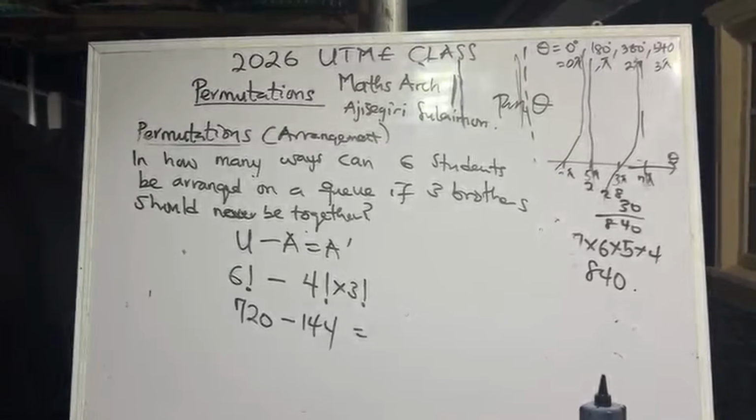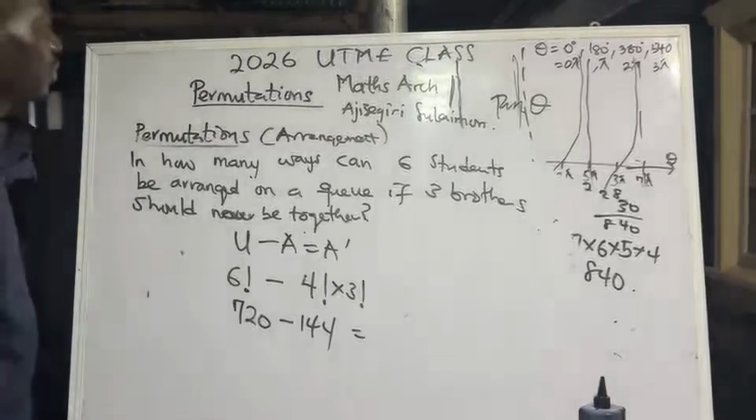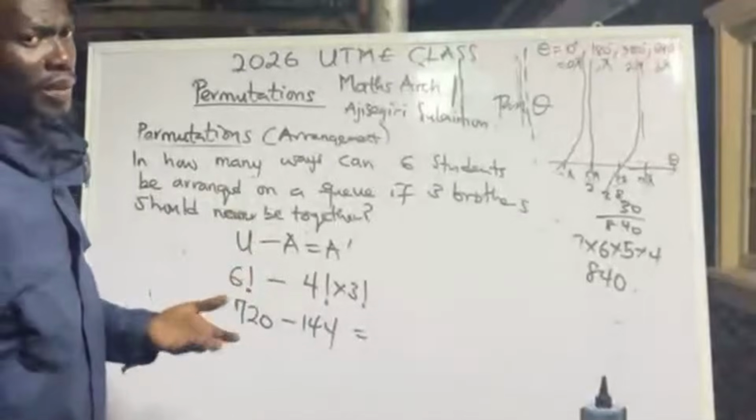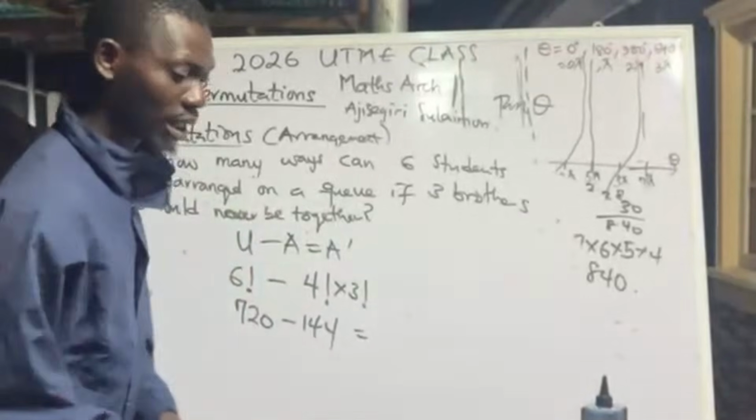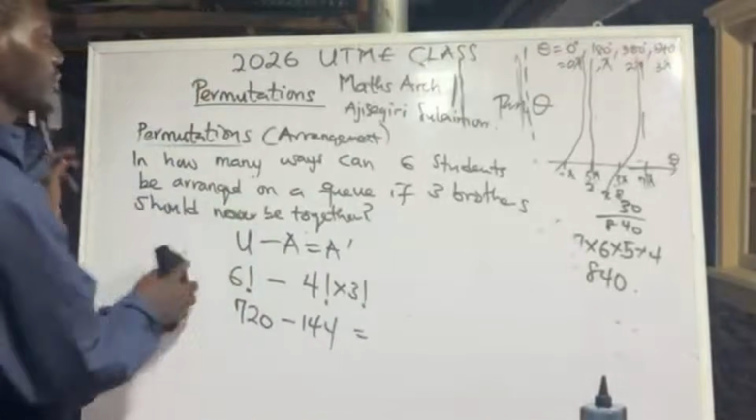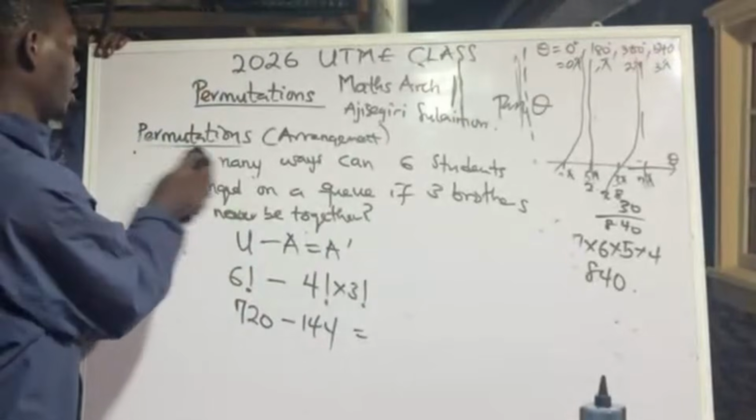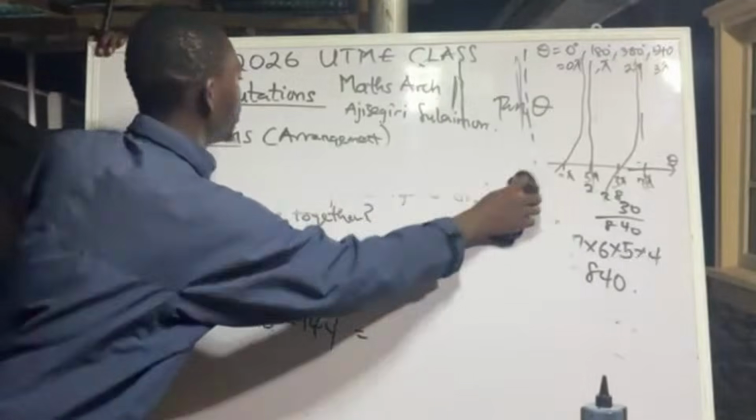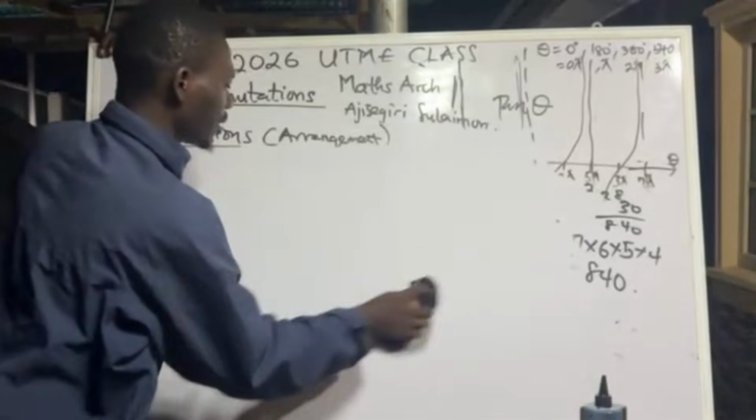Okay, so that is that regarding that. Now, what if it is a cyclic arrangement? That is arrangement around a circular object. Okay, arrangement around circular objects is cyclic arrangement.